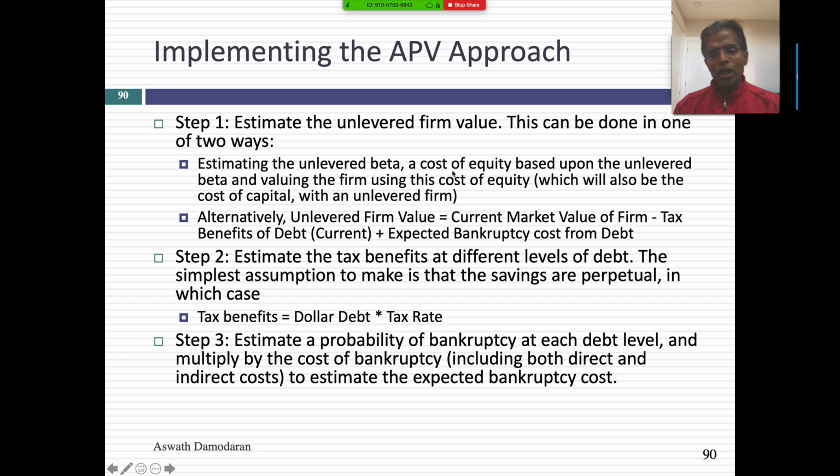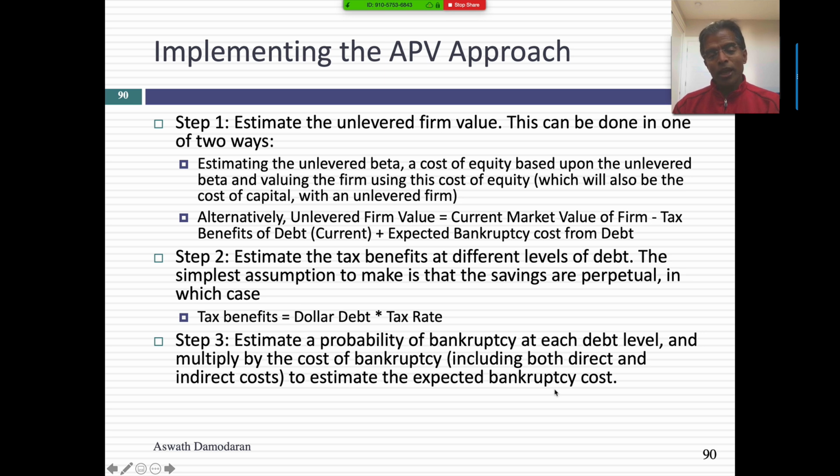They'll go through this long detailed process of how they compute the unlevered firm value. Say, okay, I get that. Then they'll give you this long detailed process of getting the tax benefits of debt. So you get that. Then they'll get to step 3 and say, you know what, it's too difficult to estimate expected bankruptcy costs, so I'm just going to ignore it. In practice, the APV approach is half-baked because here's what people do. They estimate an unlevered firm value. They add the tax benefits of debt. They ignore the expected bankruptcy costs.